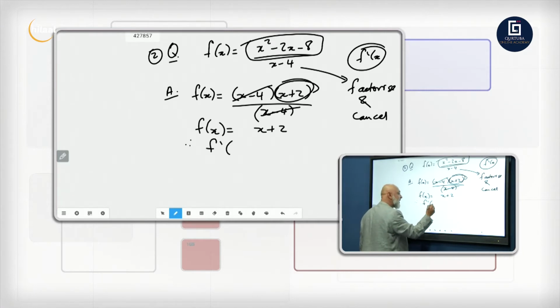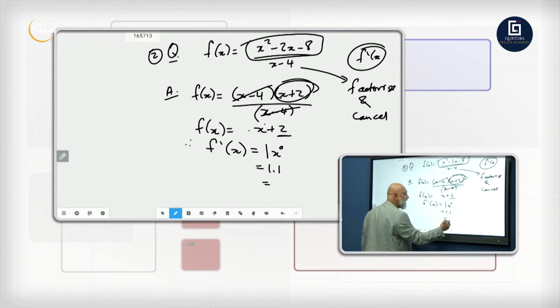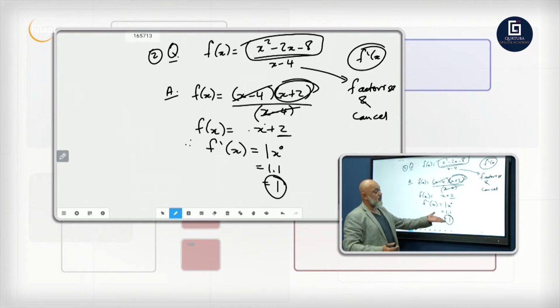Therefore, f dash x, the derivative, 1 times 1 is 1. x to the power 1 minus 1 is 0. The 2 will fall away. x to the 0 is 1. 1 times 1, and your answer is 1. Do I need to write it with positive powers? No. It's already 1. It's already with a positive power. Okay, and that's your final answer.